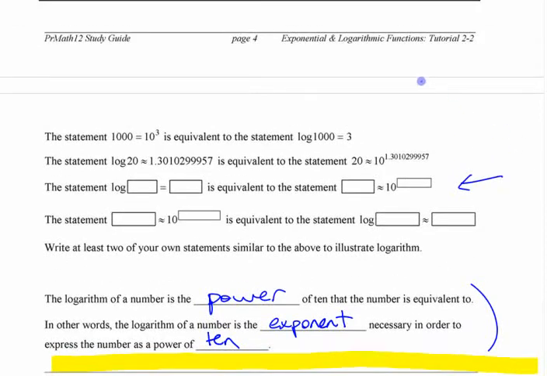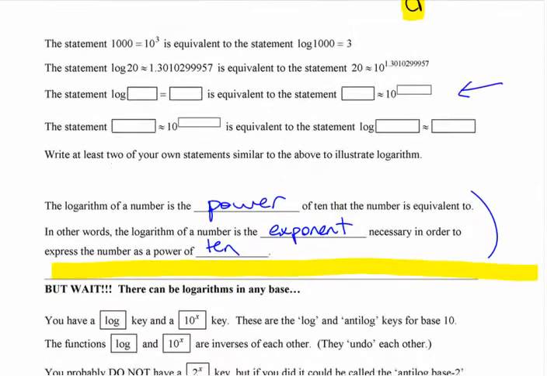Just for reference here, of course, if you have a to the b, this is the base. This is the exponent, and the whole thing together is called a power. All right, if you're wanting to use words properly.